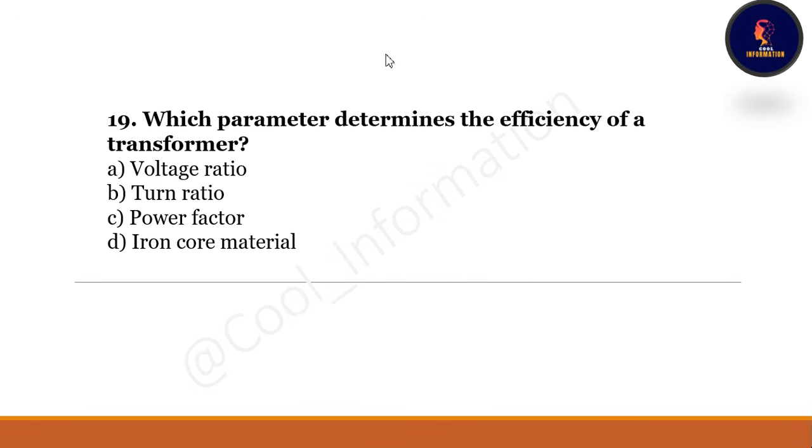Second last question. Which parameter determines the efficiency of a transformer? Option A, voltage ratio. Option B, turn ratio. Second last option, power factor. And the last option is iron core material. And the correct option is power factor.